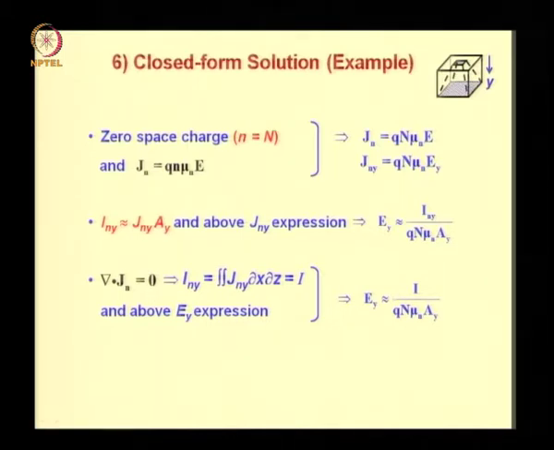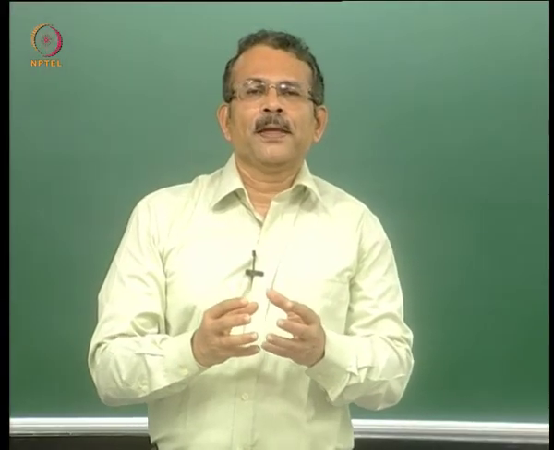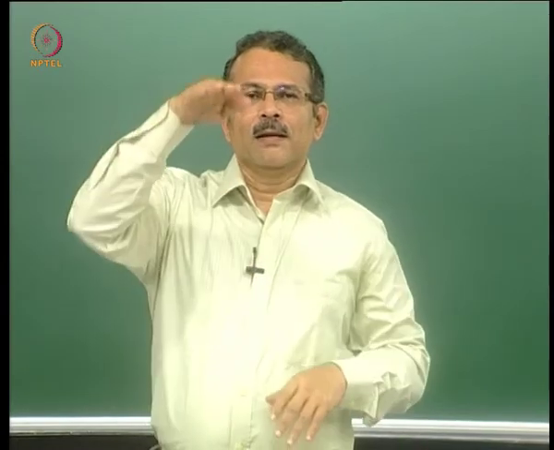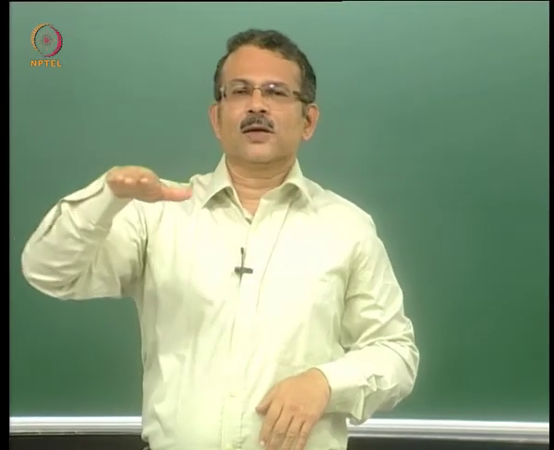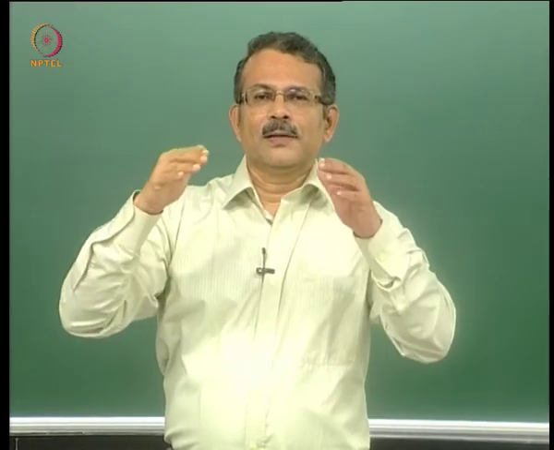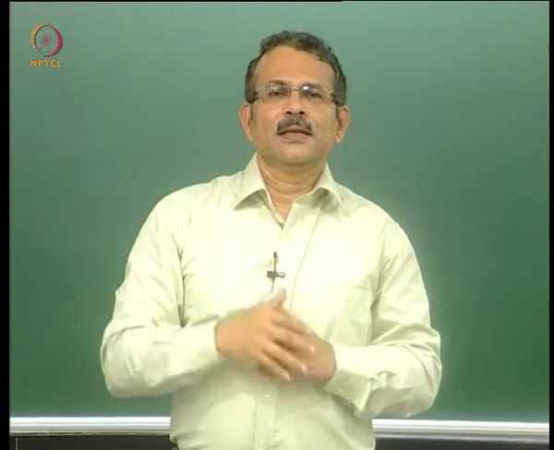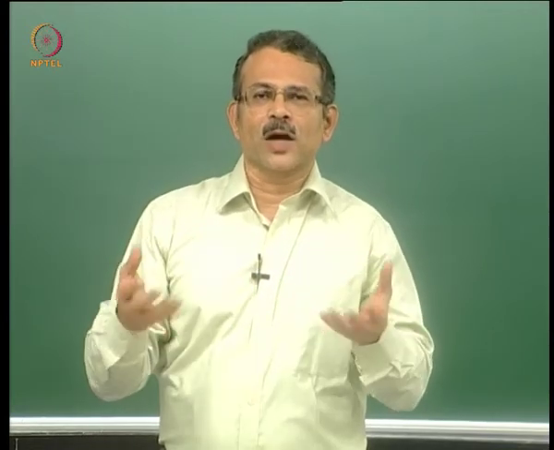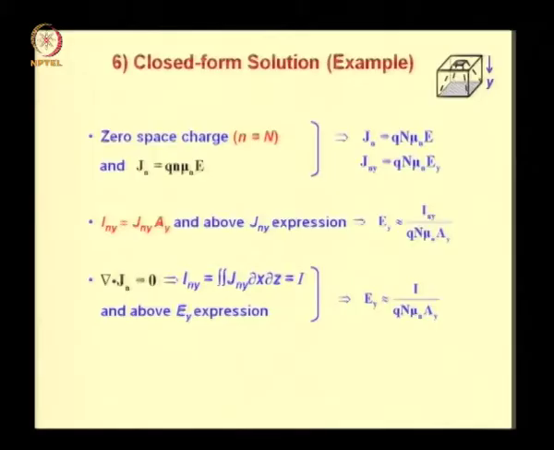Intuitively, it is obvious that if divergence of the current density is 0, then if I take the current across any horizontal cross section in the spreading resistance at any y, that current should be the same as the current at the contacts, because there is no generation or recombination, no current is generated or lost, and it is steady state. So use this fact and the above Ey expression. So this is the expression for Ey. Then we get the Ey formula as shown here.